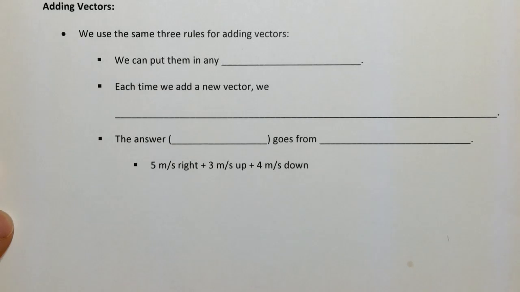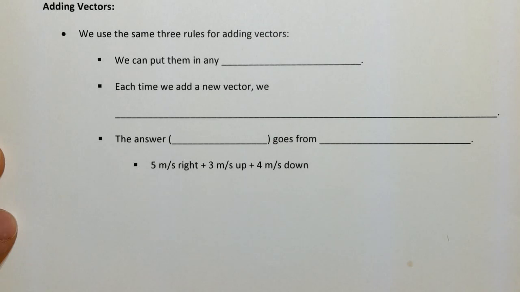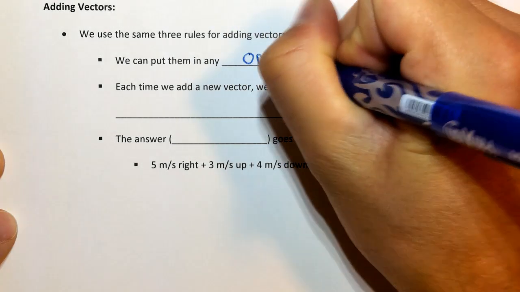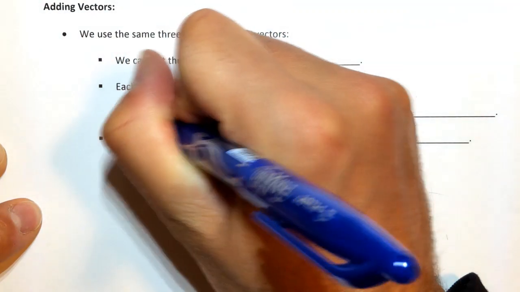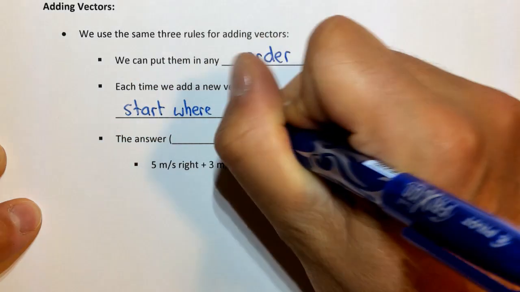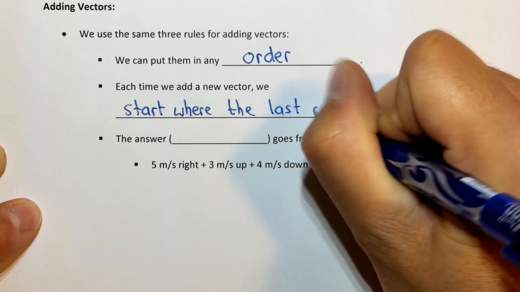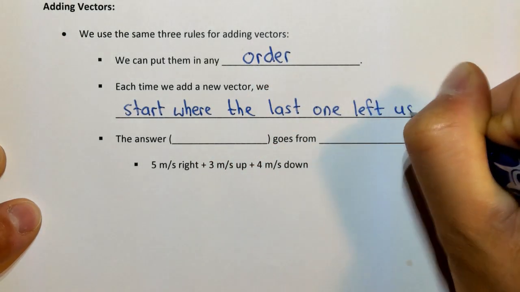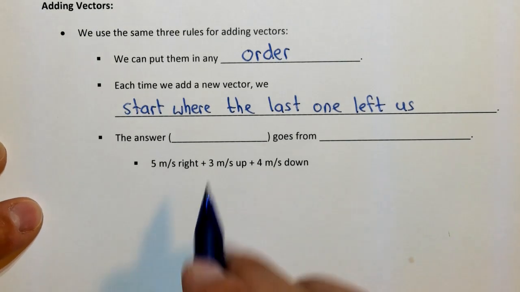Not only are these rules the same, they're basically identical. When we're adding vectors, we can put them in any order. Each time we add a new vector, we start where the last one left us. And the answer, in this case, has a bit of a different word.